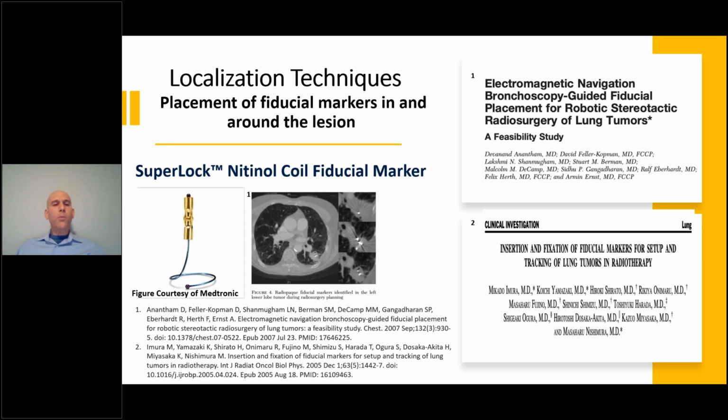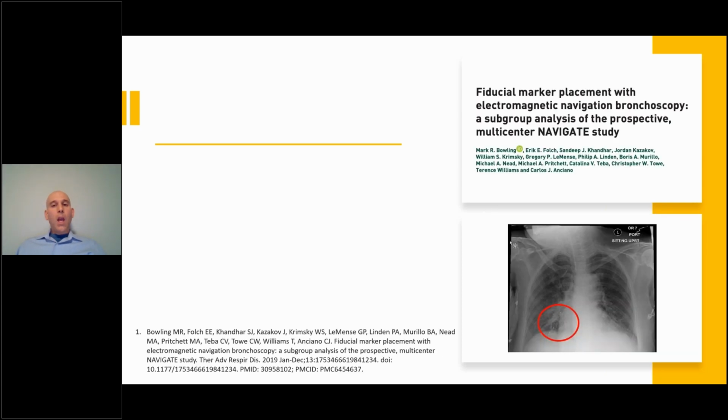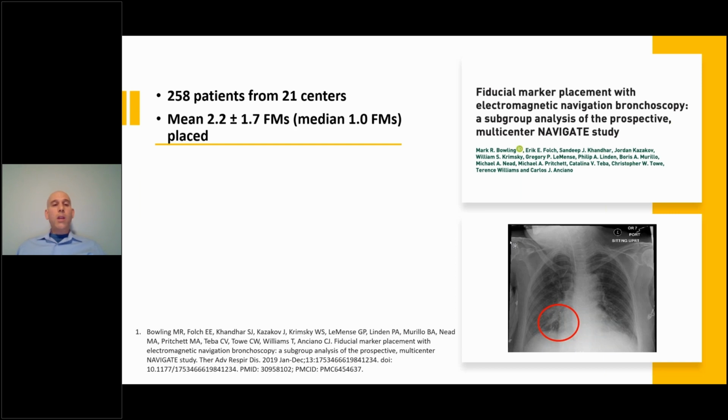So lots of different fiducial markers exist, and we've talked also that there are different characteristics of them depending on what type of localization procedure is going to occur, and when the surgical resection may occur, or if we're going forward with some type of radiation therapy in the near future. And again, looking at a subset of patients from Navigate, there were more fiducial markers placed. We had 258 patients from 21 centers, and about 2.2 fiducials were placed on average for each patient.